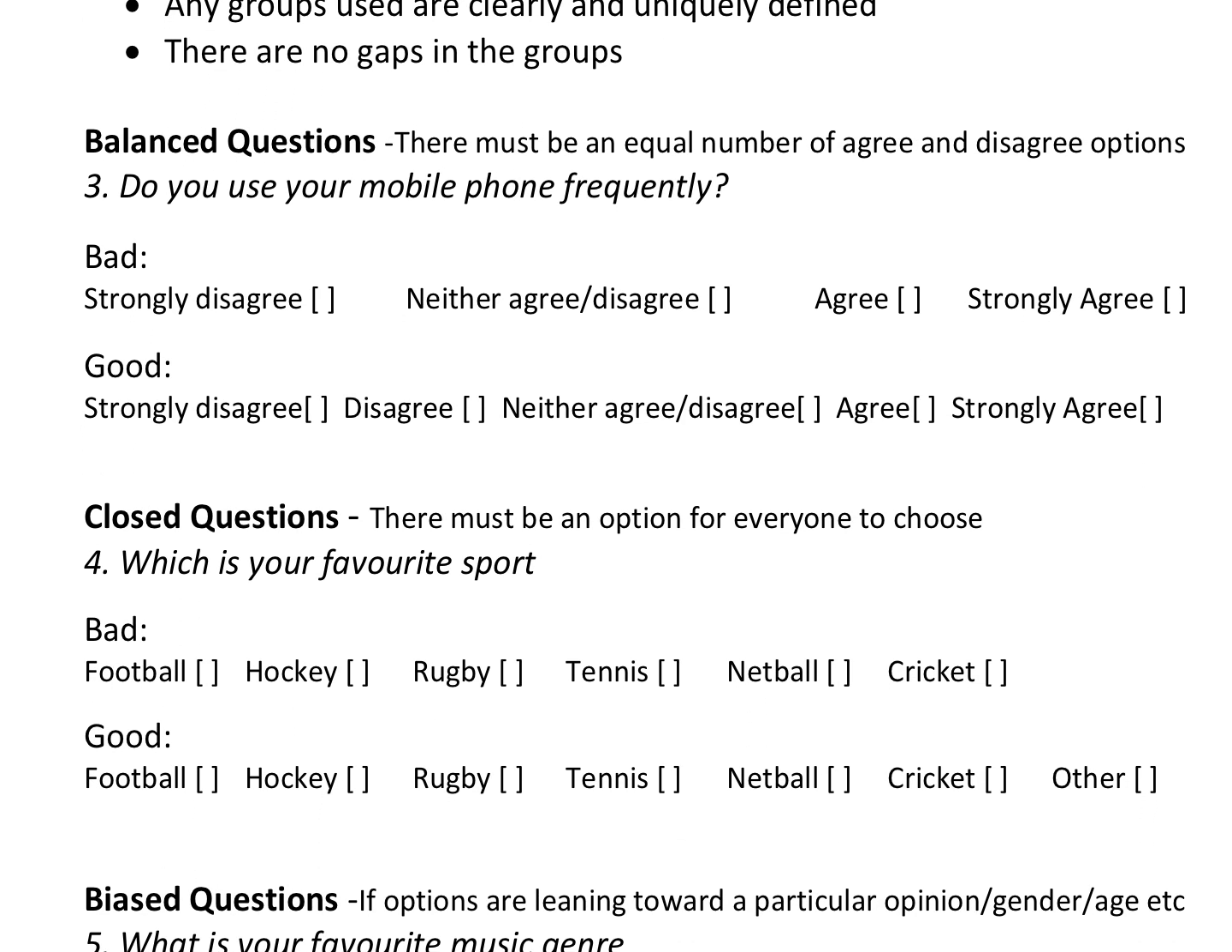Balanced questions. There must be an equal number of agree and disagree options. So number 3 we have, do you use your mobile phone frequently? A bad recording sheet would be strongly disagree, neither agree nor disagree, agree, strongly agree. That's unbalanced. There's 2 on the agree side, 1 on the disagree side and 1 in the middle. Too much on the agree, so it needs to be more balanced. Here's your middle, neither agree nor disagree. Then you've got agree with disagree and strongly agree along with strongly disagree. So that's a better option.